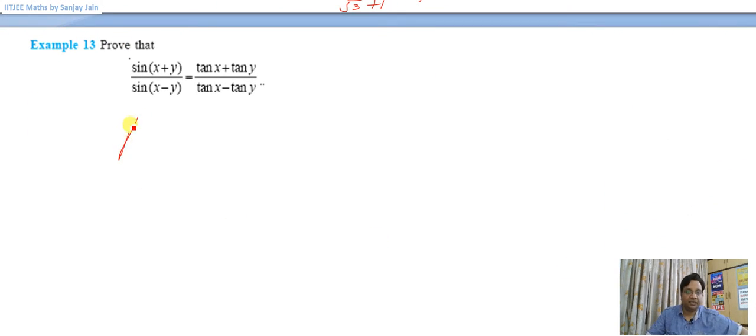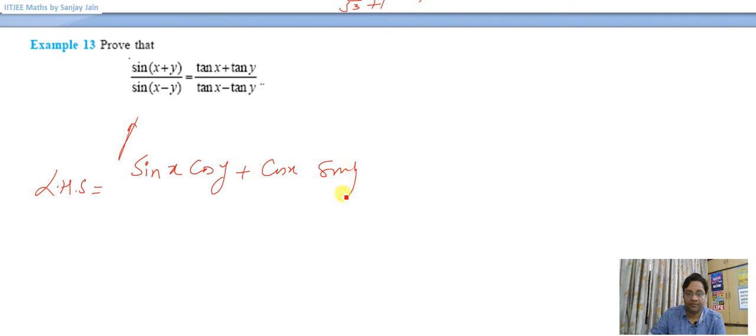Now there is this left hand side and we have to bring it equal to the right hand side. So let me use the left hand side and write the formula for sin of x plus y directly, which is sin x cos y plus cos x sin y.